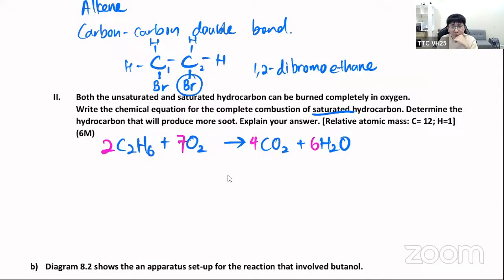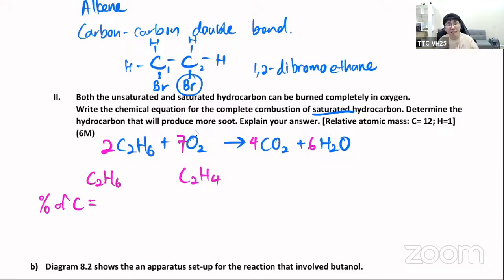Okay, determine the hydrocarbon that will give you more soot. How to know which gives more soot? Calculate percentage of carbon. So there are 2 chemicals: one is C2H6, one is C2H4. Okay, how to calculate percentage?